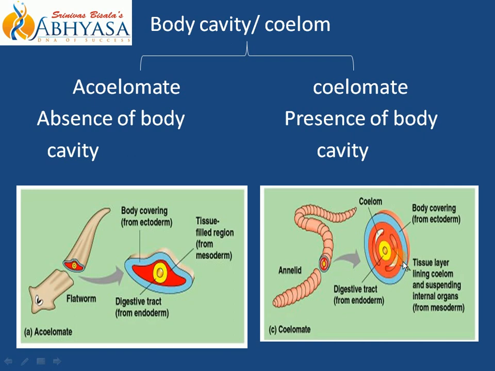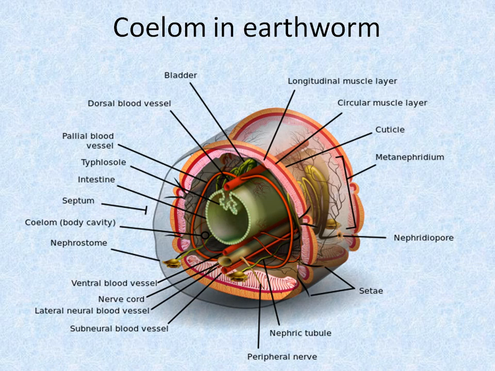So extra space is provided here, which was absent here. You do not have any type of space here, while this type of space, which is nothing but the body cavity, is present in coelomate organisms. Okay, like this. Now this body cavity might be formed from mesoderm or from endoderm. Those details we will study later on. Here I just wanted to show you the coelom.